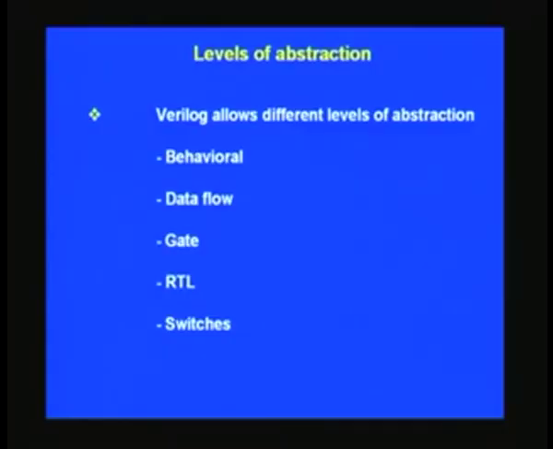Verilog allows different levels of abstraction. One is behavioral. What we have already seen, the if-then-else structure and while, for, all those things would form behavioral. And there is another structure called data flow structure. This basically concerns the flow of data from one place, one register, to another and so on. And we will see quite many examples as we progress.